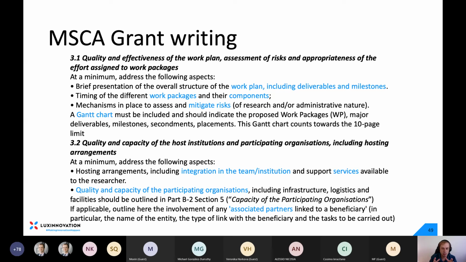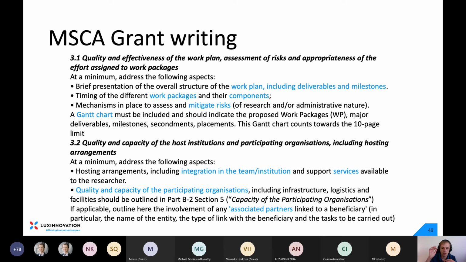And then the other ones are more about the management of your project, and they are important because they show that you had a good, strong hold on managing your project. So one work package should be management, one work package should be training, one work package should be communication, etc., dissemination, exploitation activities.